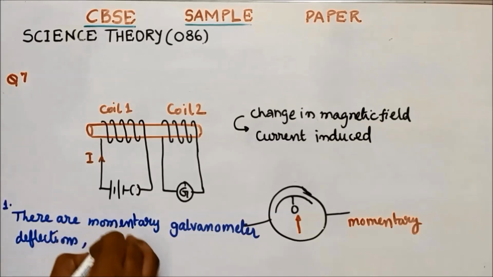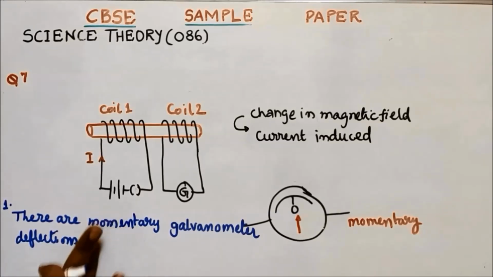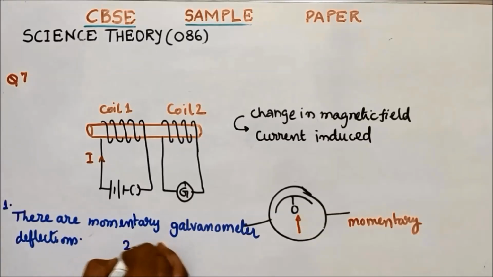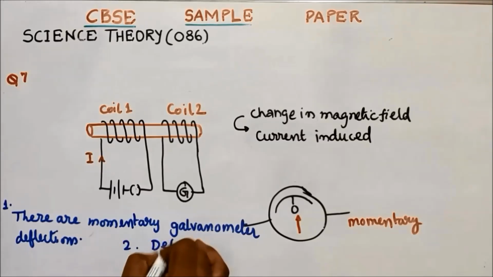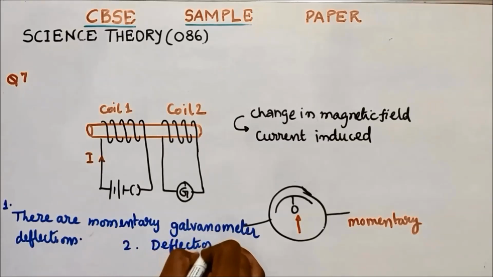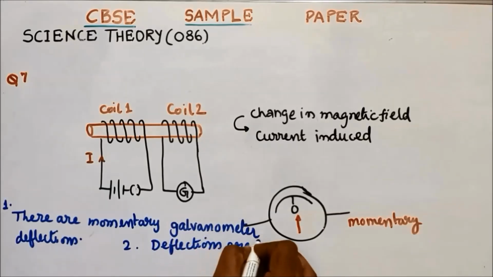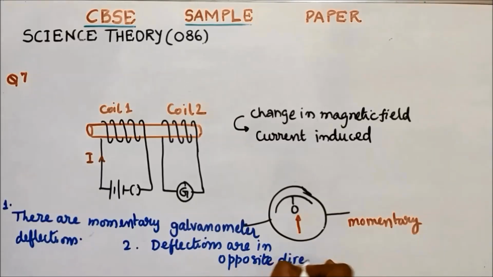Second observation: what is the second observation? Deflections are in opposite directions. So these are the two observations which you have to write in your answer. Please write them very neatly.